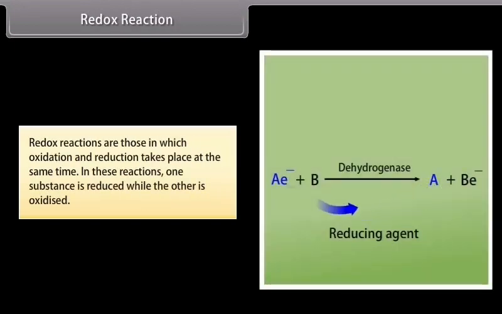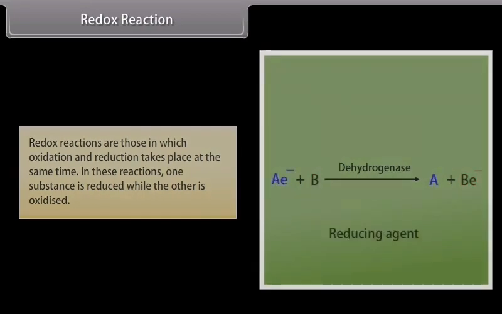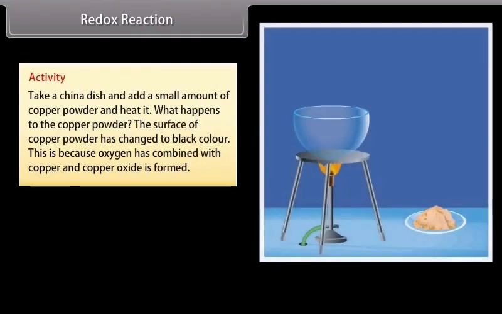Redox reaction. Redox reactions are those in which oxidation and reduction take place at the same time. In these reactions, one substance is reduced while the other is oxidized. Take a china dish and add a small amount of copper powder and heat it. The surface of the copper powder changes to black color. This is because oxygen has combined with copper and copper oxide is formed.